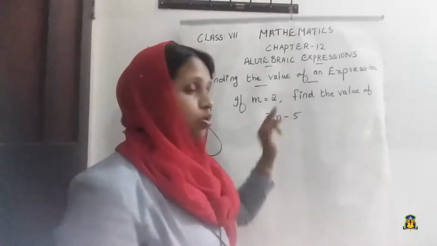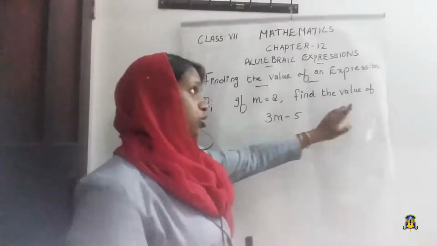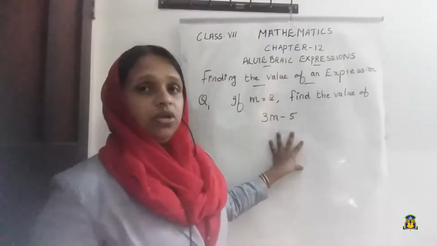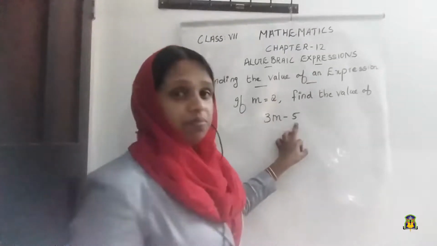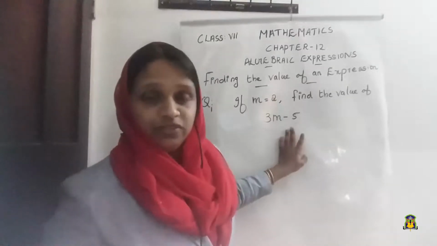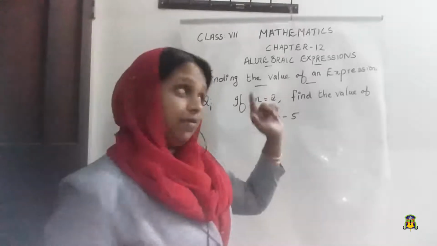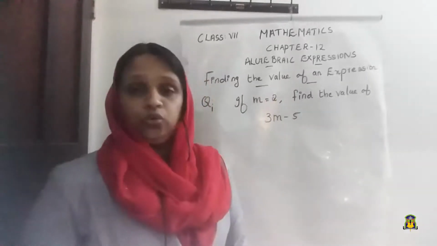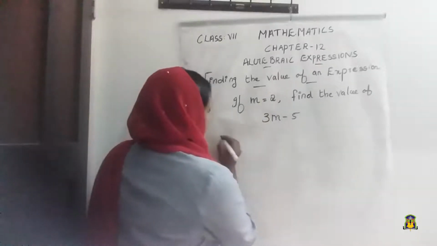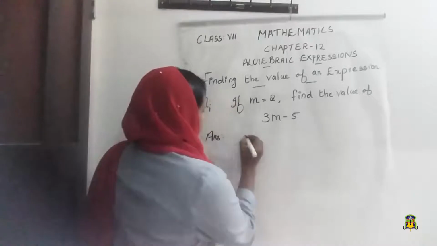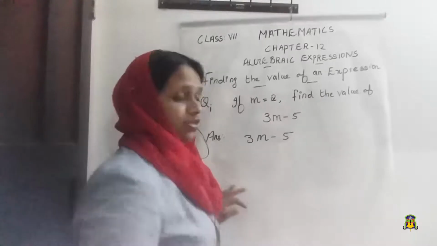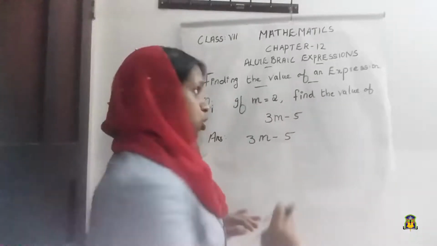If m is equal to 2, find the value of 3m minus 5. So here the expression is 3m minus 5. We want to find the value of this expression when m is equal to 2. Okay, so here we can substitute. We can write here 3m minus 5.